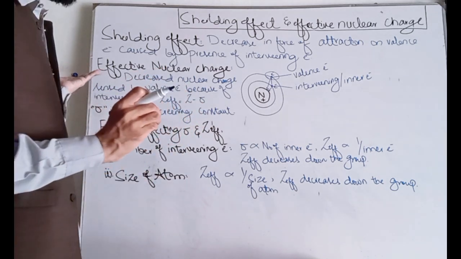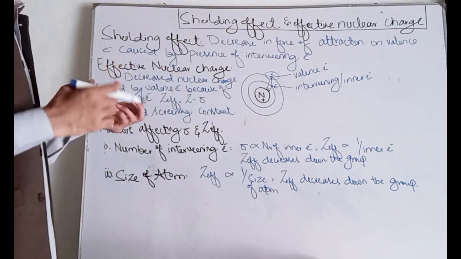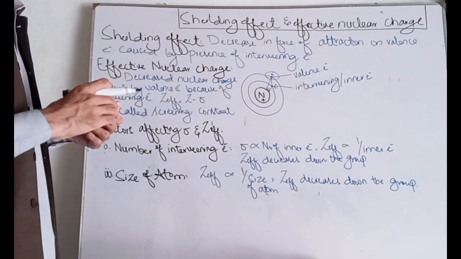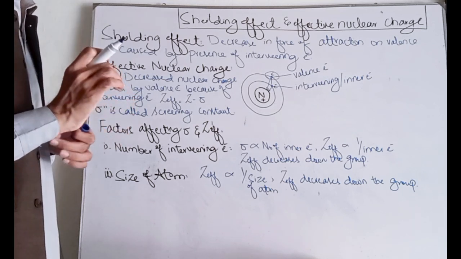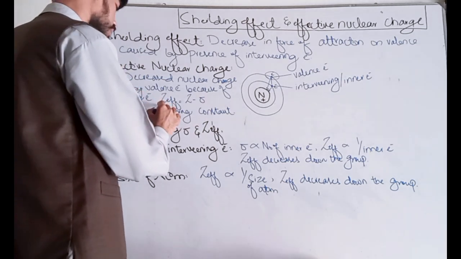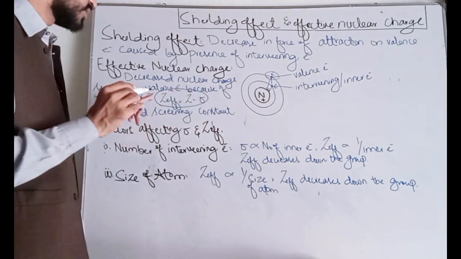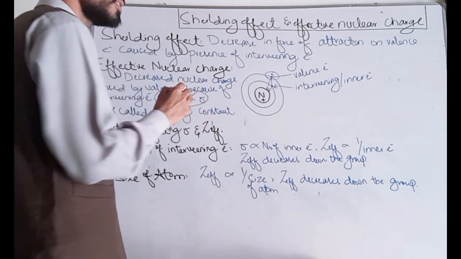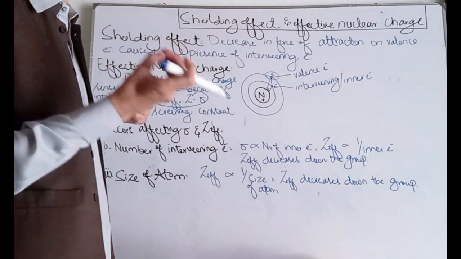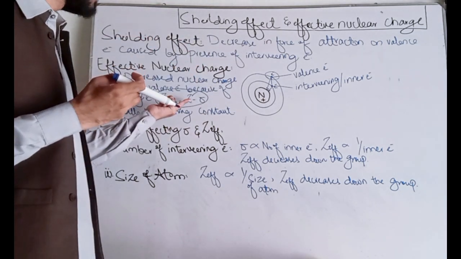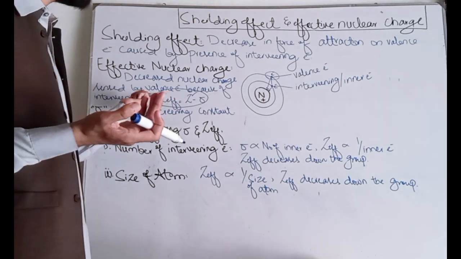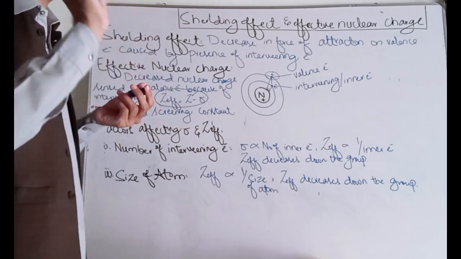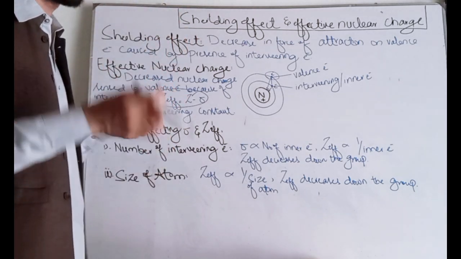So next is the effective nuclear charge. The decreased nuclear charge sensed by the valence electron because of the intervening electron or the inner electron is known as the effective nuclear charge. So here is the equation showing the value of effective nuclear charge. Z effective is equal to Z minus sigma. What is Z? You people know that Z is the symbol used for the atomic number. So Z is the actual charge and Z effective is the charge that is sensed by the valence electron, and that Z effective is a bit less than the actual charge.